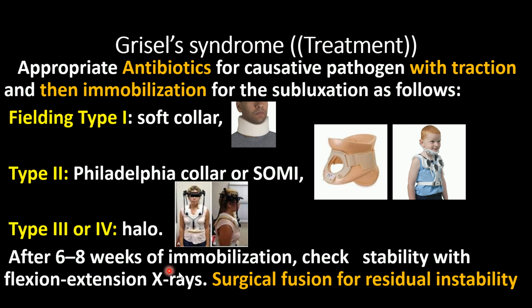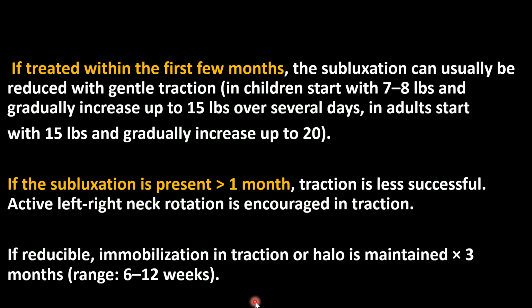After 6 to 8 weeks of immobilization, check the stability with flexion and extension X-rays, and surgical fusion is indicated for residual instability. Here is the traction. If treated within the first few months, the subluxation can usually be reduced with gentle traction. In children, the traction starts from 7 to 8 pounds and increases up to 15, and in adults start at 15 and increase up to 20. If the subluxation is present after 1 month, traction is less successful.